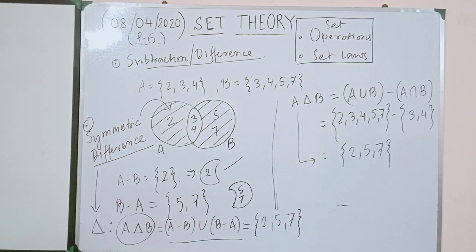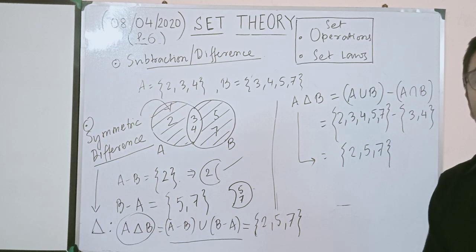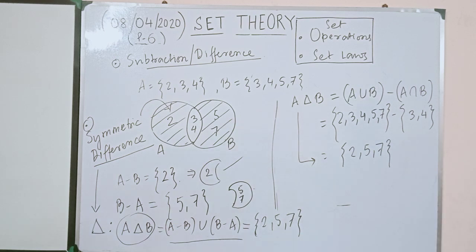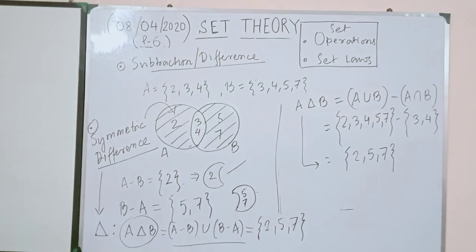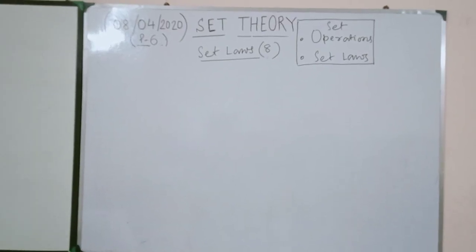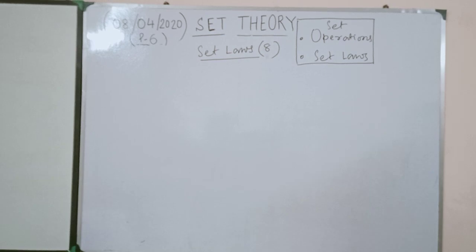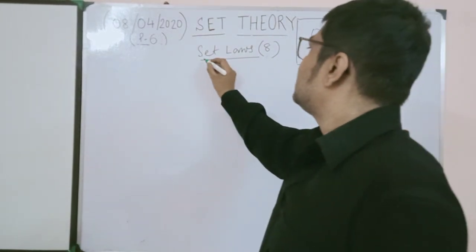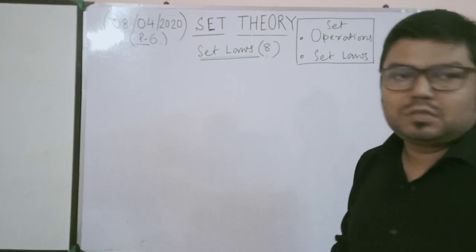So this is all regarding the set theories, set operations. We have got four operations mainly: union, intersection, then difference and symmetric difference. Now we will proceed with the set laws. I have written set laws over here. We will try to learn a few of the set laws. Let us see how many set laws we get.